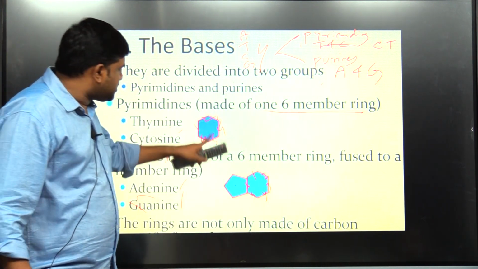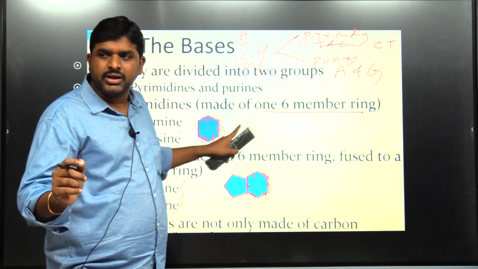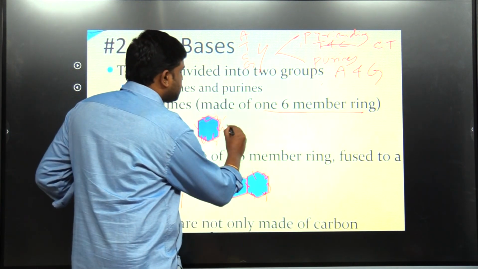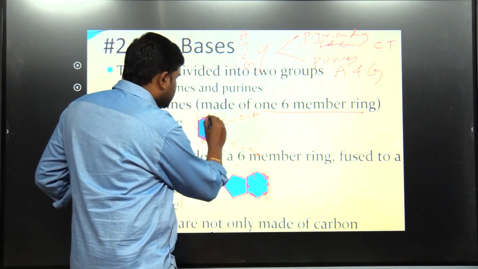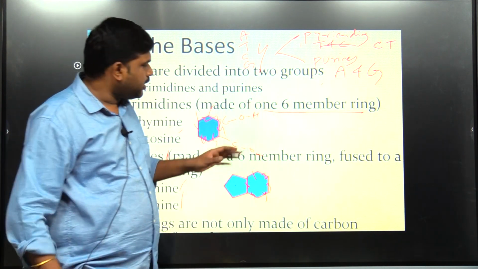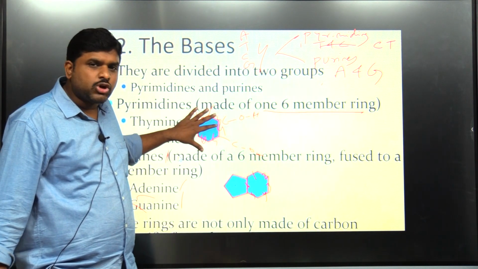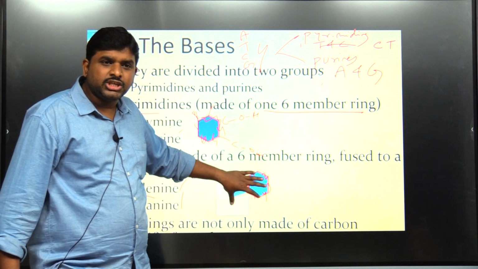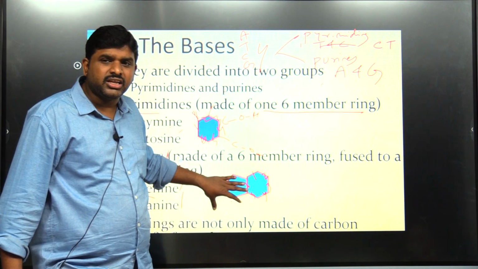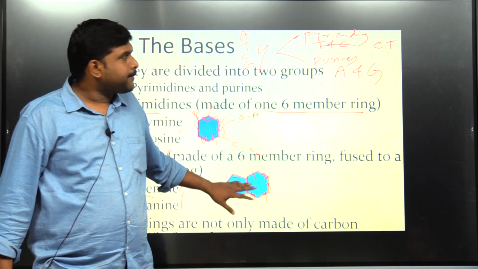These rings are made up of carbon and hydrogen. Like this it will be, the structure. Arranged structures will be there. No need to understand that. So a 6-member ring is called pyrimidine. A 6-member structure which is fused to another ring is called purine.